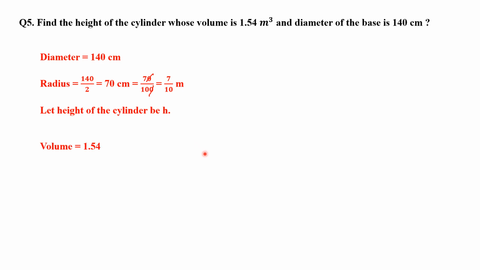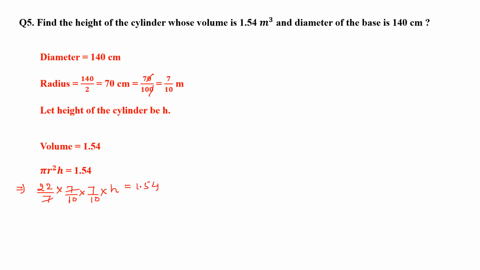And volume is given as 1.54 meter cube, right? And this is the formula, pi r square h equal to 1.54. Now I know the value of pi, I know the value of radius also. So from here I can calculate the height. So 22 by 7 into radius is 7 by 10. So 7 by 10 into height equal to 1.54.